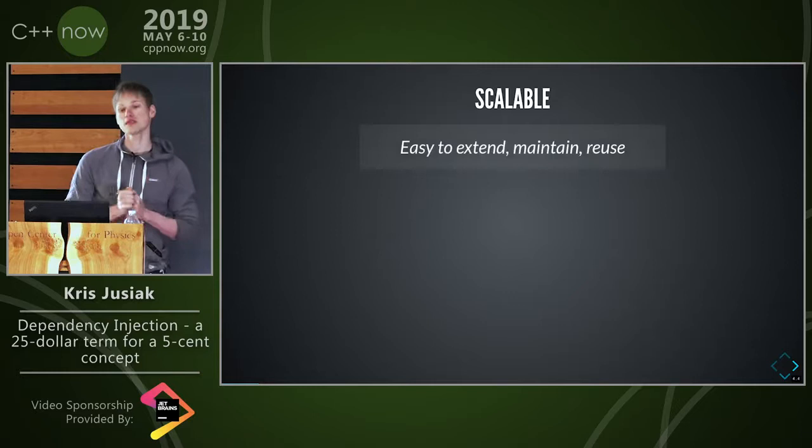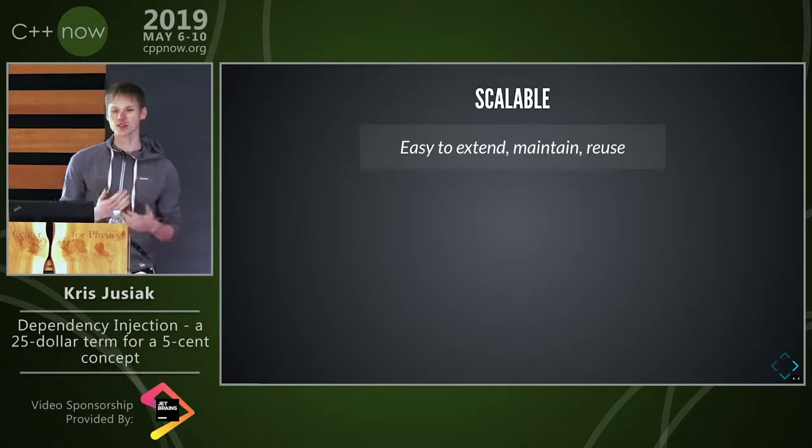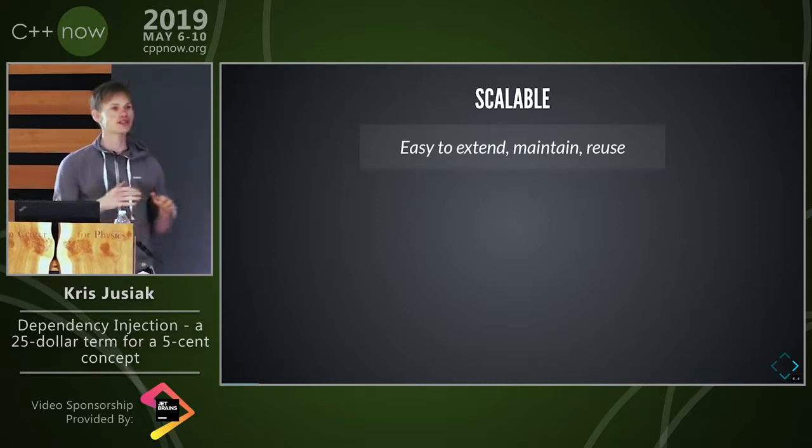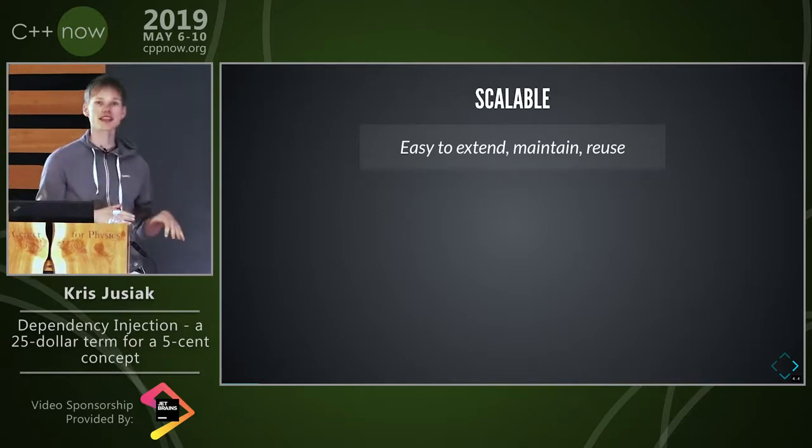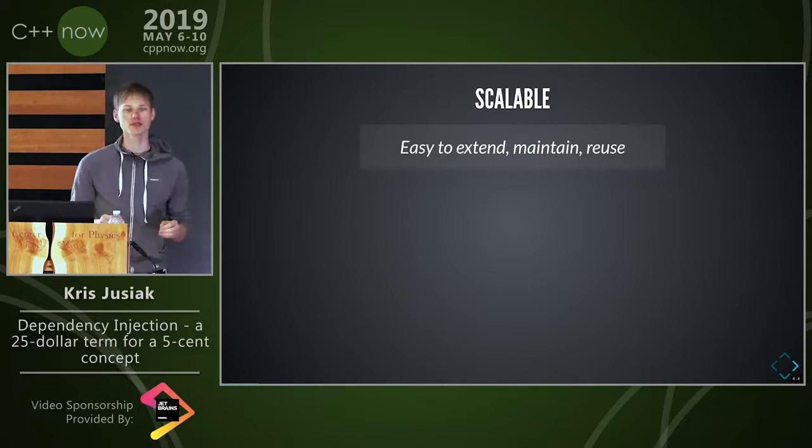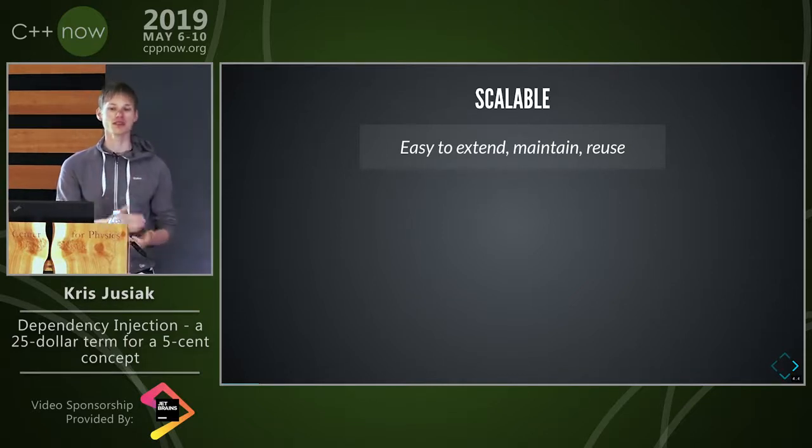Also, we'll talk about it being scalable, so easy to extend, maintain, and reuse. Therefore, we'll talk about DI, because that's the reason we would use it. And we'll talk here about large scale development, kind of like Google scale, where there are hundreds of millions of lines of code.